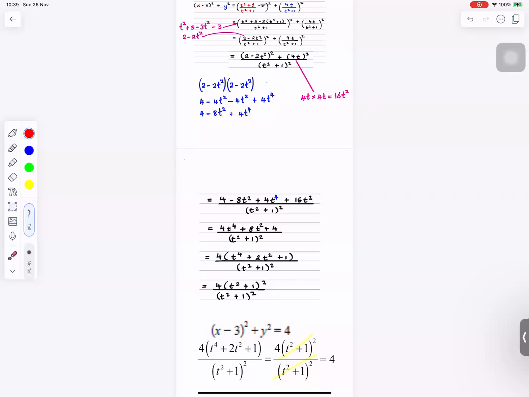Now we simplify the top, 4t to the 4 plus 8t squared. 16t squared and minus 8t squared gives you 8t squared and then plus 4. Factorize the top, 4 can come out because 8 is 4 times 2. That's 4 times 1. So when you take 4 out, you can factorize this as t squared plus 1 all squared, which would cancel with the bottom one, and you're left with 4. So you have shown that you can change the left side to the right.